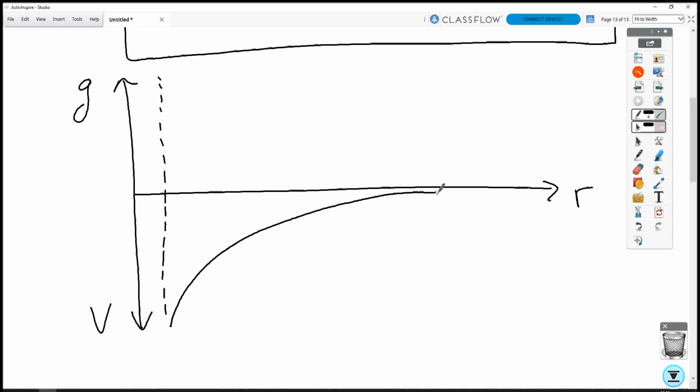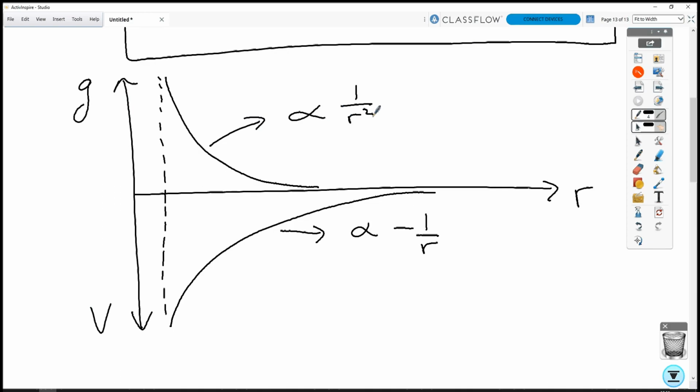And if we drew a g graph, it's a 1 over r squared graph, which looks like a 1 over r graph. However, it falls much quicker. So again, it's going to be asymptotic, but it's going to fall much quicker than V. So this line is proportional to minus 1 over r, and this line is proportional to 1 over r squared. So this one is much steeper.